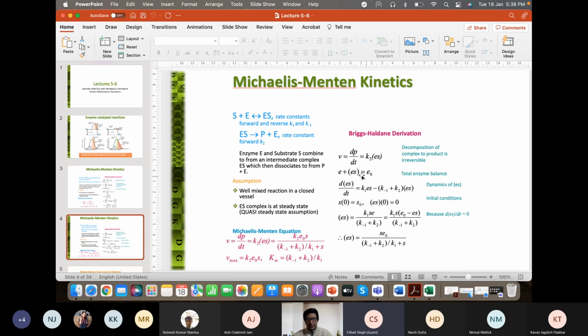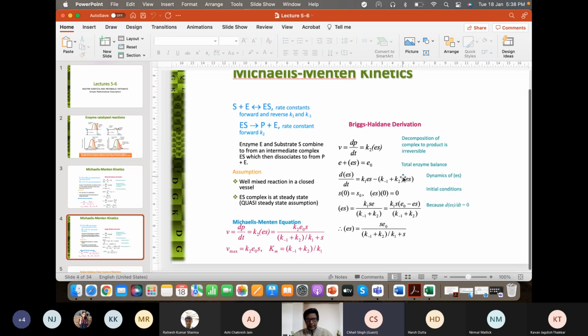The balance of the complex and the enzyme is equal to E0, which is the initial value, so the total is already the same. And you look at the rate of change of ES, dES/dt, which is going to equal 0. From here, it is going to be K1 times S times E, which is the first part. The second part is the negative part, which is K2 times the ES complex, going backwards.